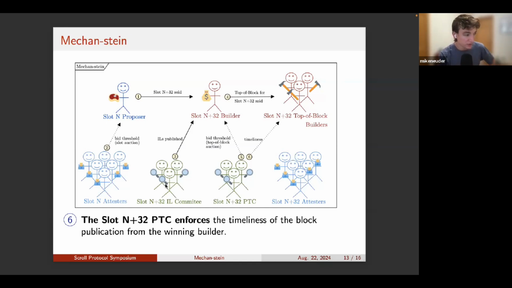Vitalik has a really great post on this called How Much Can We Constrain Builders? And it talks about block prefixes and suffixes and commitments. And there's lots of fancy cryptography and cryptoeconomic stuff that you can do there. Again, glossing over most of that.